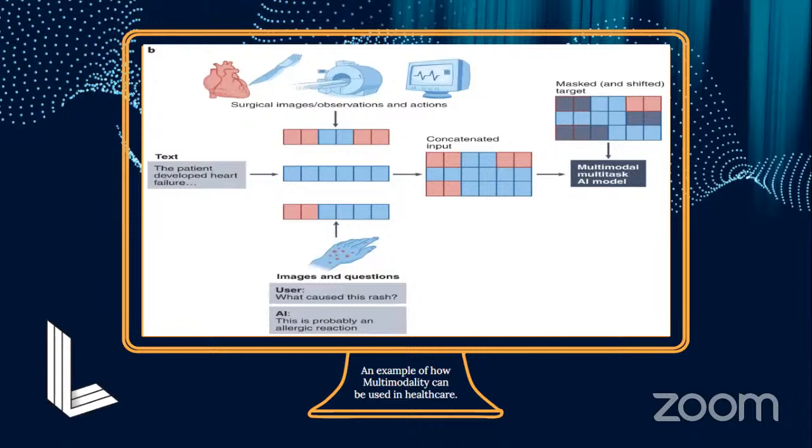Okay, let's start with LMMs. Here's an example of how multimodality can be used in healthcare. LMMs can accept multiple inputs such as text and images. This picture shows a multimodal multitask AI model, which is a type of machine learning algorithm that can process and analyze data from multiple different modalities such as images, text, and audio. The example in this image shows a multimodal multitask AI model being used to diagnose a patient's rash. This model is trained on a dataset of medical images and text.